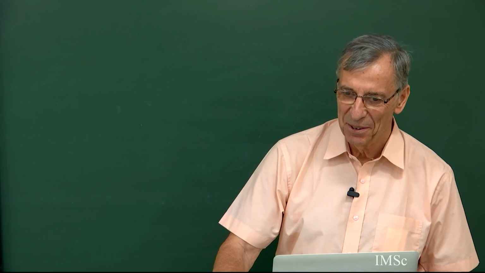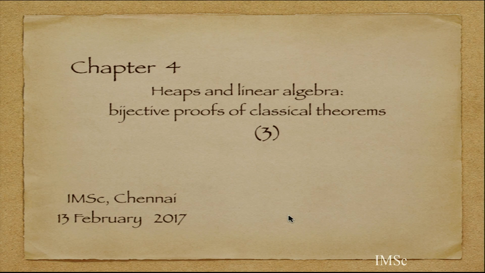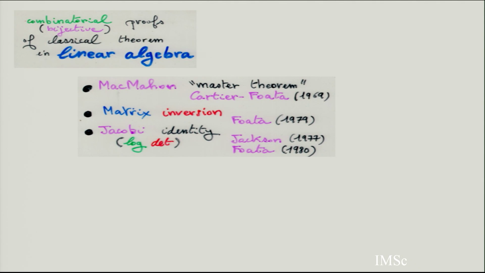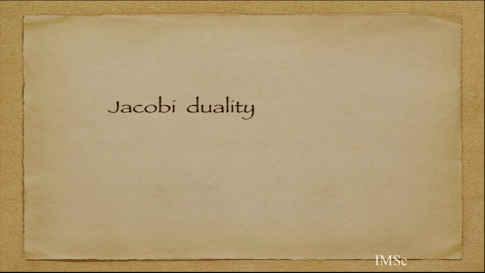Okay, so today we are going to do the last part, I hope, of chapter 4, about linear algebra revisited by heaps of pieces. The first two parts, we have done MacMahon master theorem, which I consider to be included in classical linear algebra. We have done matrix inversion. We have done Jacobi identity, log of determinant equal plus, etc. We have seen Cayley-Hamilton. And today, the last identity is Jacobi duality. All this using the three basic lemmas about heaps of pieces.